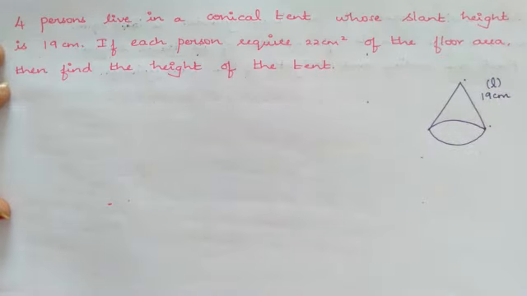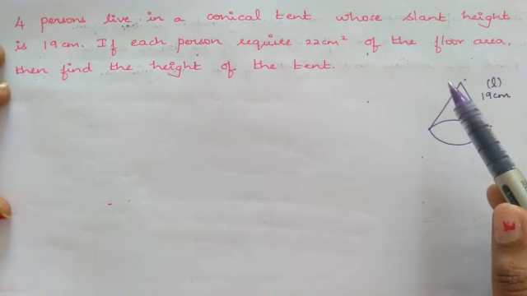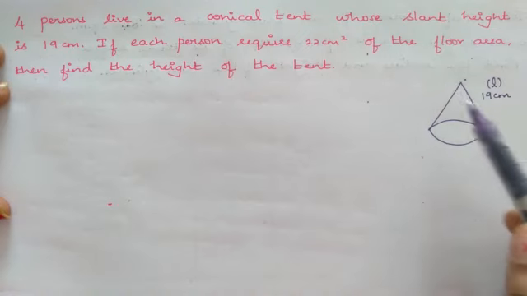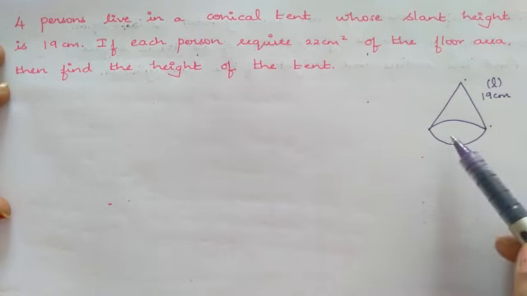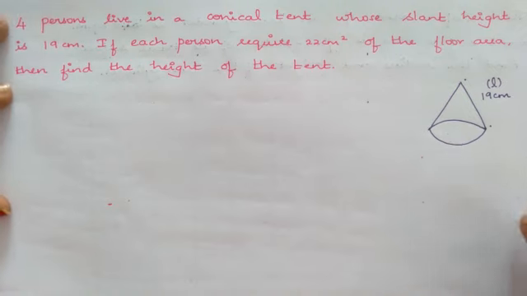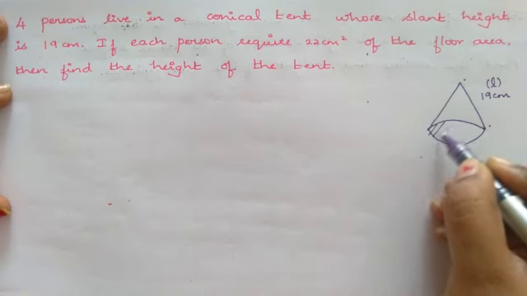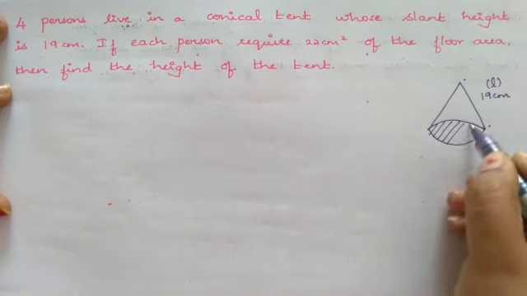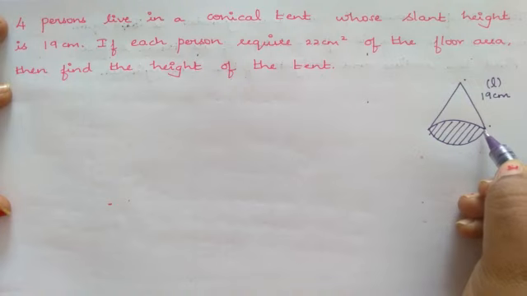If each person requires 22 centimeter square of the floor area. So in this conical tent, which will be the floor area? Will this be the floor? No, it becomes the top. So this becomes the floor area. Each person requires 22 centimeter square of the area. So 4 persons are there. Can you see this shaded region? This is nothing but the floor or the base.